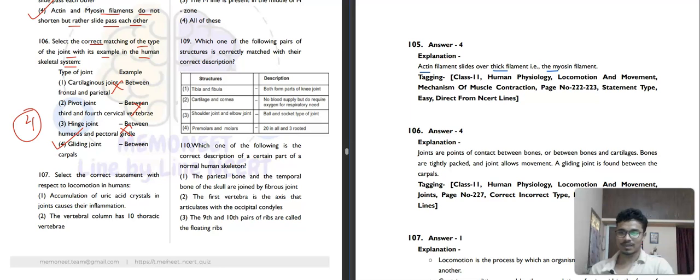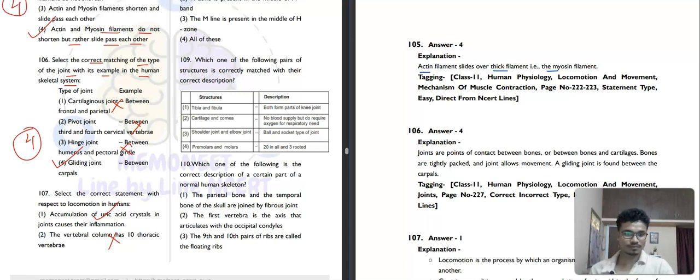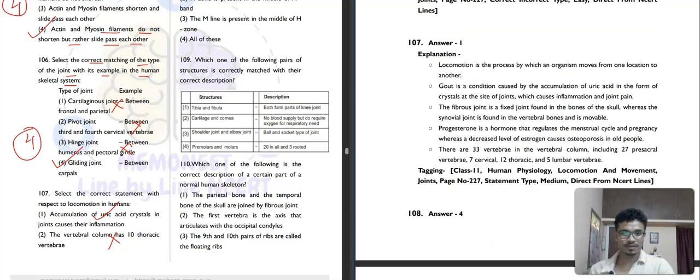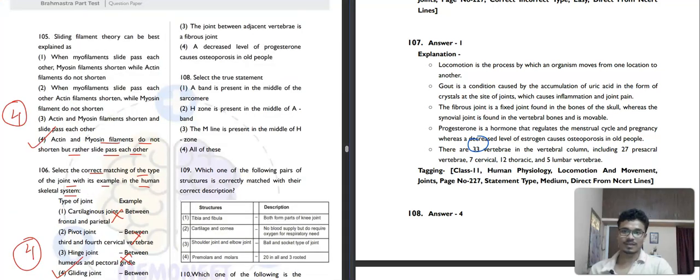Then 107. Select the correct statement with respect to locomotion in human. Accumulation of uric acid crystals in the joints causes their inflammation. Correct. Then the vertebral column has 10 thoracic vertebrae. No. They have 12. So there are 33 vertebrae in the vertebral column. The joint between adjacent vertebrae is a fibrous joint. No, these are cartilaginous joints. Then a decreased level of estrogen causes osteoporosis. So first option will be our correct answer.